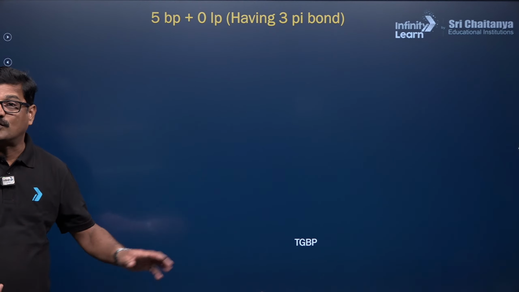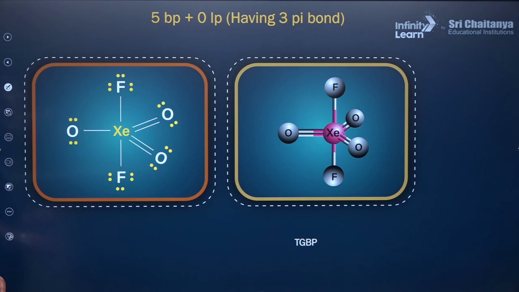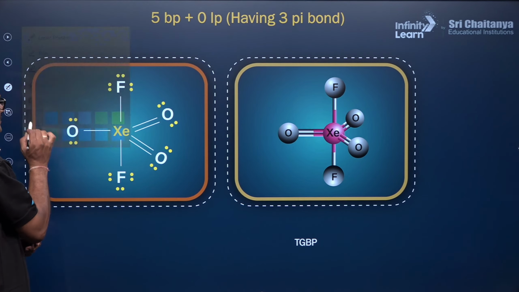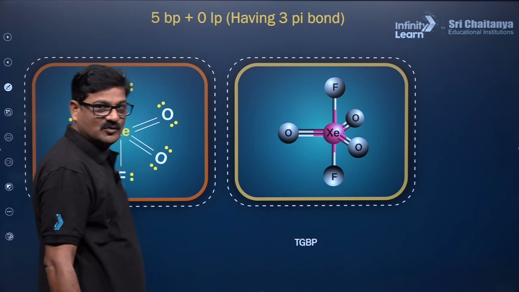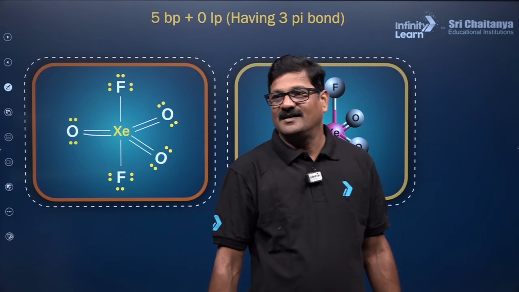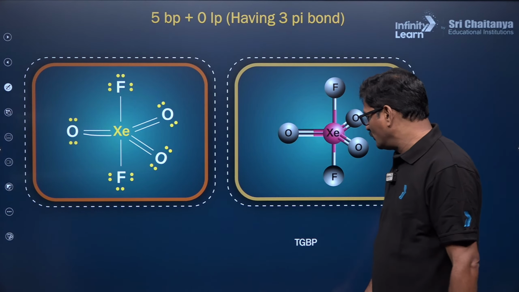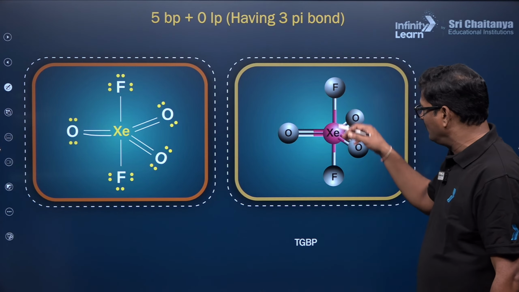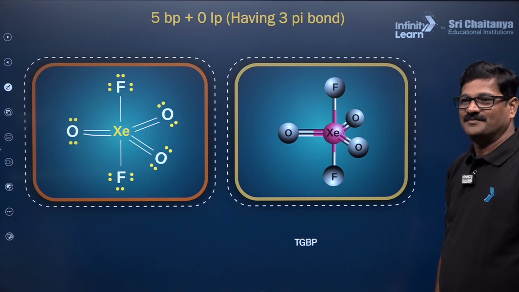I want to introduce one more structure here. You can see there is a pi bond, there is a pi bond over here, and it is going to be again trigonal bipyramidal. Fine.